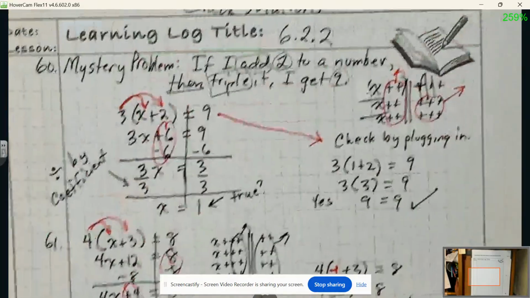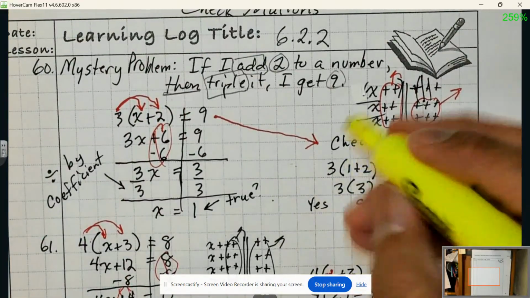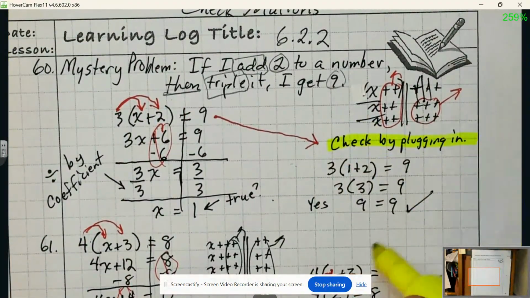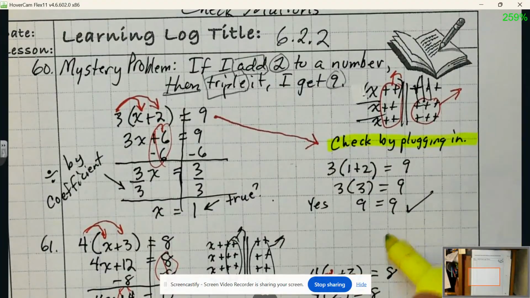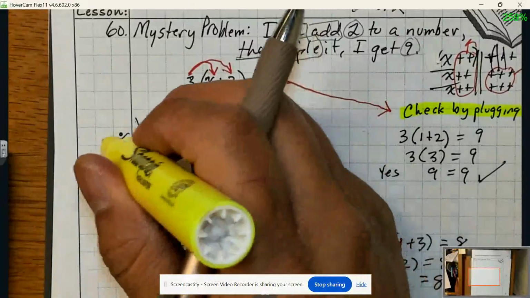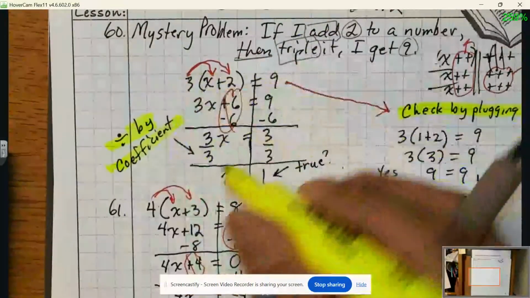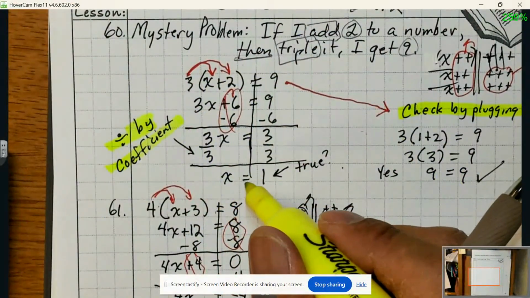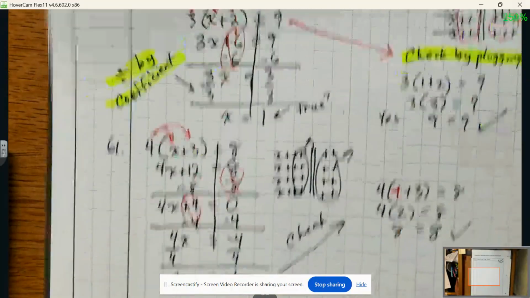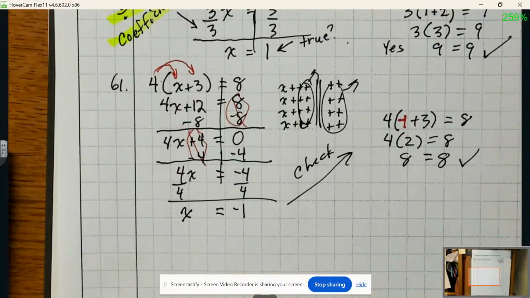All right, so important step is we are checking by plugging in. Okay, and please don't forget to divide by the coefficient when we don't have a single x. When we have more than one x, that's what we need to do. That is a necessary step.